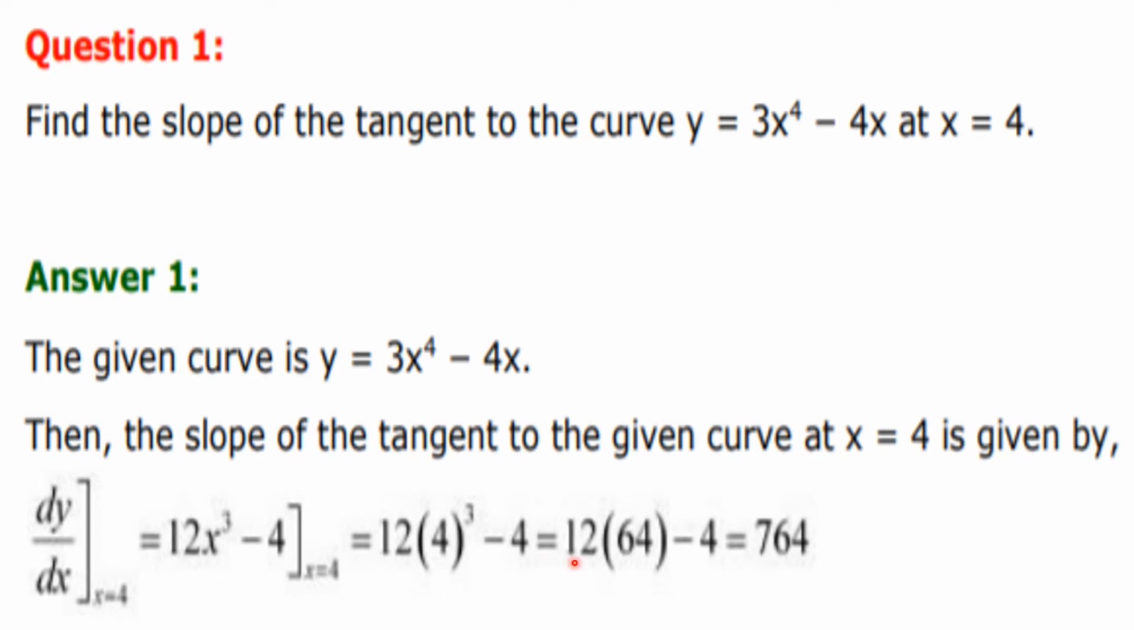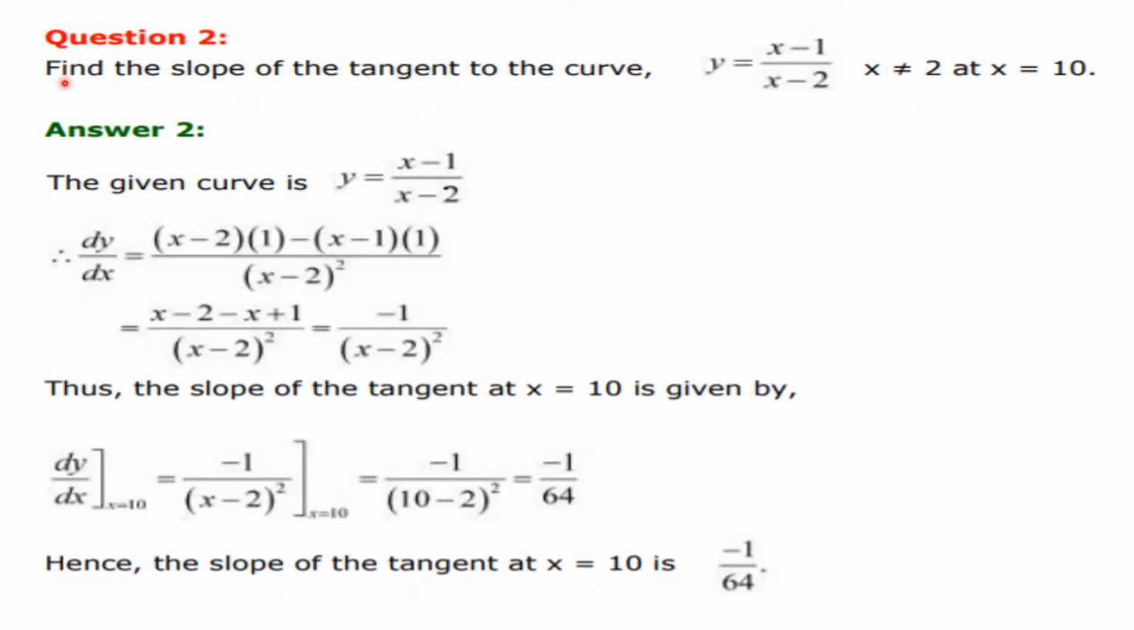That is equal to 12 into, what is the value of 4 cube? 64. Minus 4. We wrote the second term as it is. By simplifying these two numbers, finally we get 764. This number is nothing but the slope of the tangent to the given curve y is equal to 3x power 4 minus 4x at x is equal to 4.